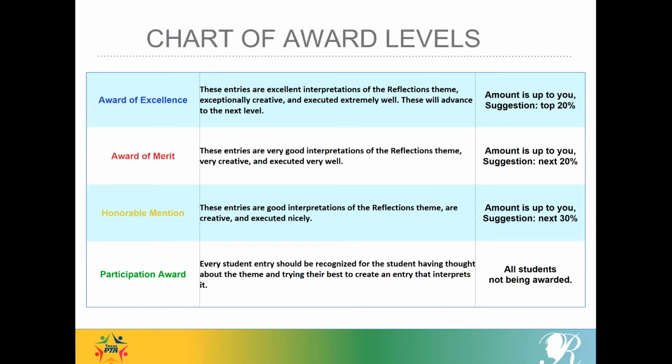When advancing to Texas PTA from the council PTA and regional level, only one entry from each art category and grade level may advance. These entries should receive the award designated of Overall Award of Excellence. The next award designations are as follows: Award of Excellence, Award of Merit, and Honorable Mention. The amount of entries awarded with each designation can be decided by your council PTA or regional team.